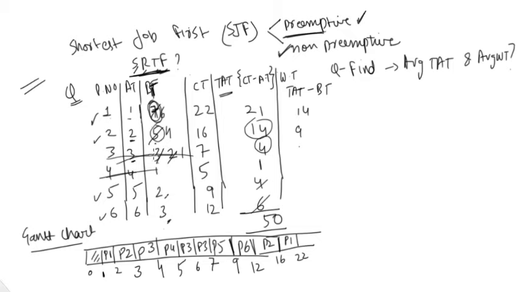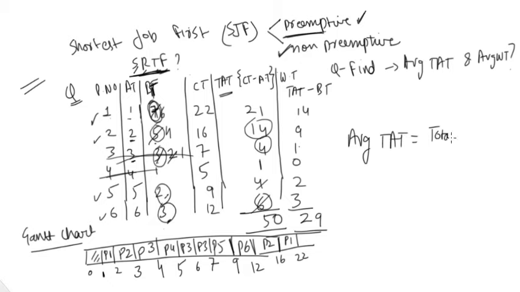4 minus 3 is 1. 1 minus 1 is 0. 4 minus 2 is 2. 6 minus 3 is simply 3. If you add them up, it will be 29, I guess. Yeah, 29.